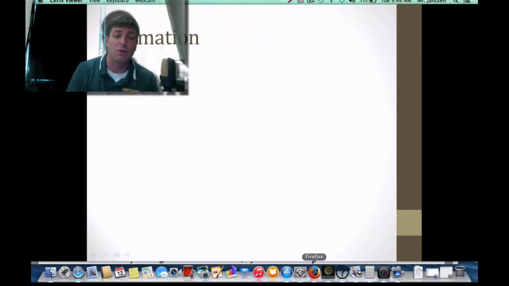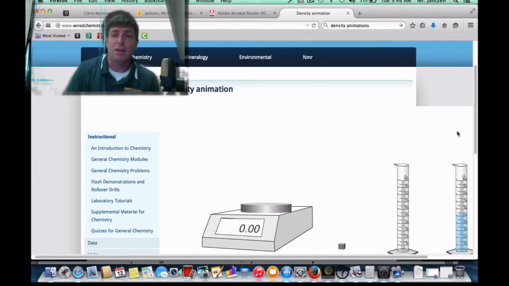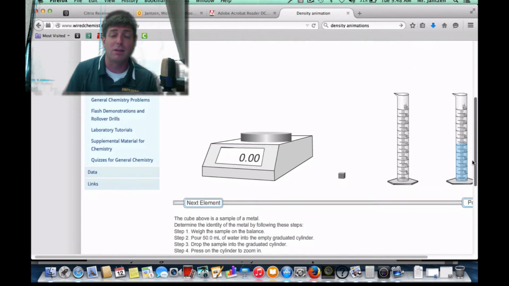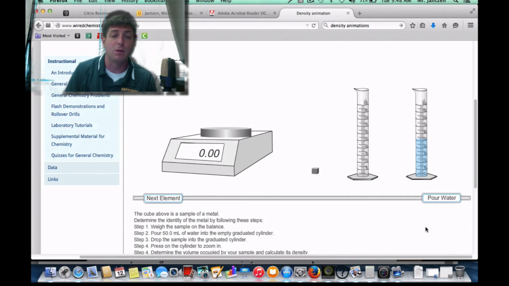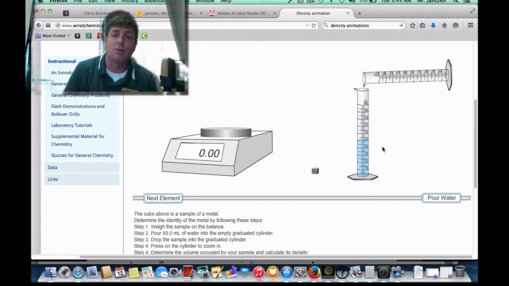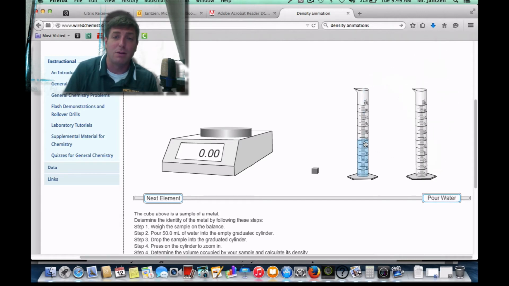So in your animation, real quick, I just want to show you how you can calculate density if you were to do this in a lab setting. You would take your object, this little cube here, and you would mass it out, and this is a mass of 78.12 grams. So now you have a mass. Now let's say we wanted to find the volume of this object, and we wanted to use the displacement method. What we would do is pour water into a graduated cylinder until we got exactly 50 milliliters. So we want exactly 50 mils here.